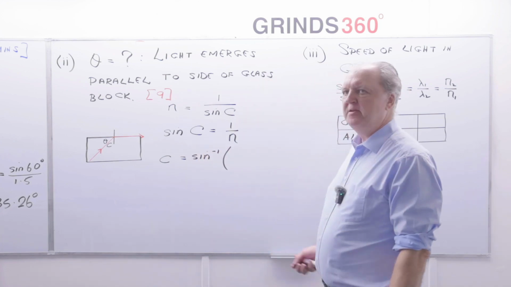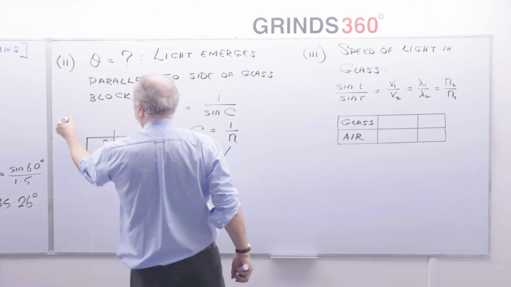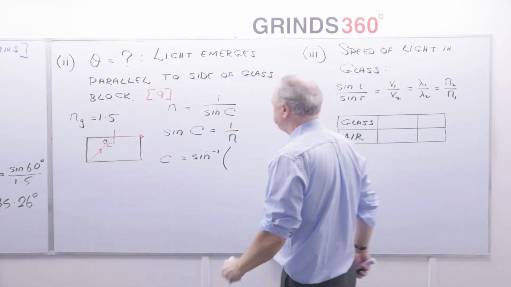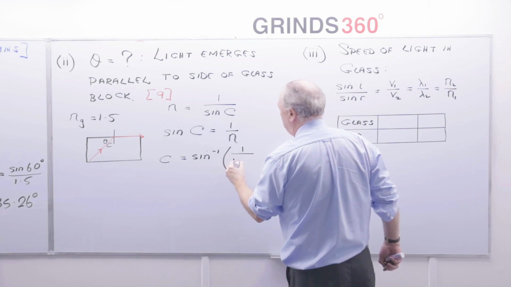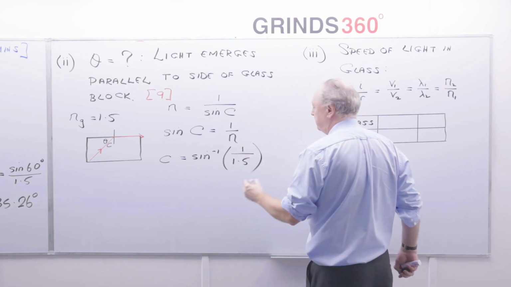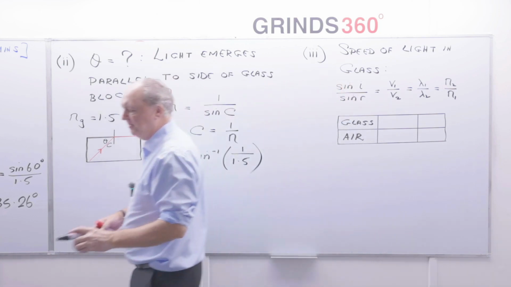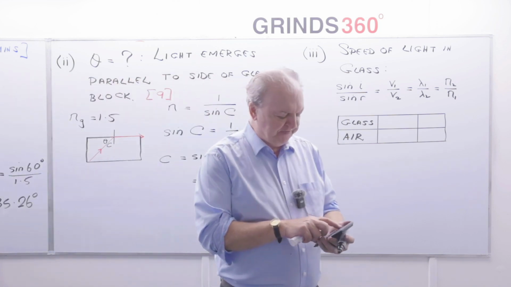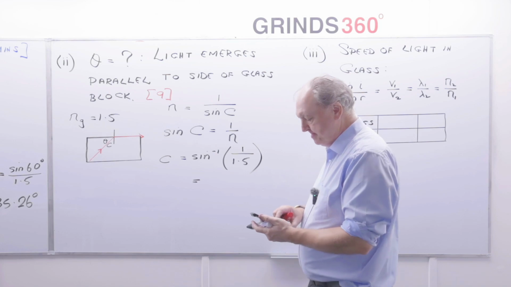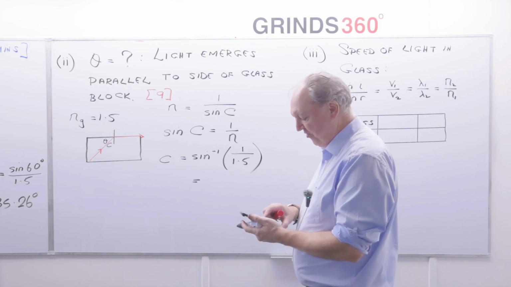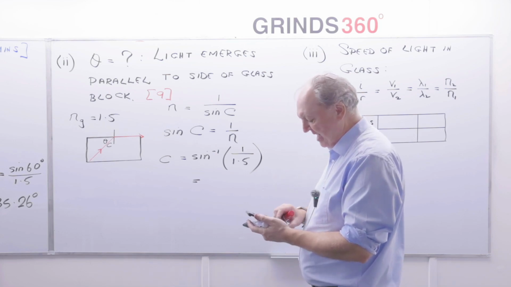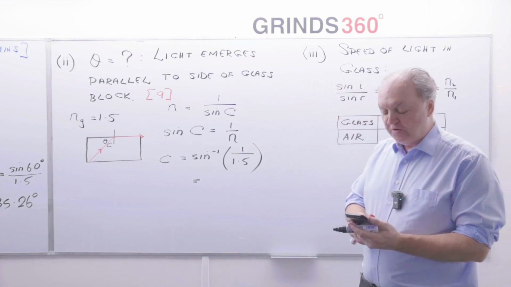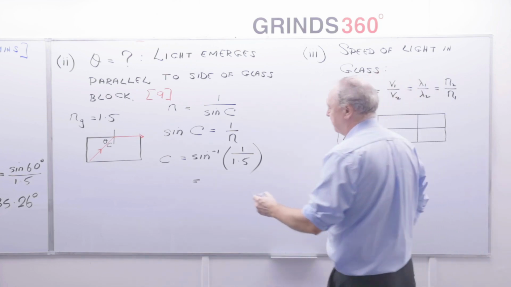And what's n? Well, we know already that the refractive index of glass is 1.5. They gave me that already. So it's 1 over 1.5. So put that into your calculator. So I've got shift, sine, fraction, 1 over 1.5, close bracket. And I get an answer of, say, 41.81 degrees.